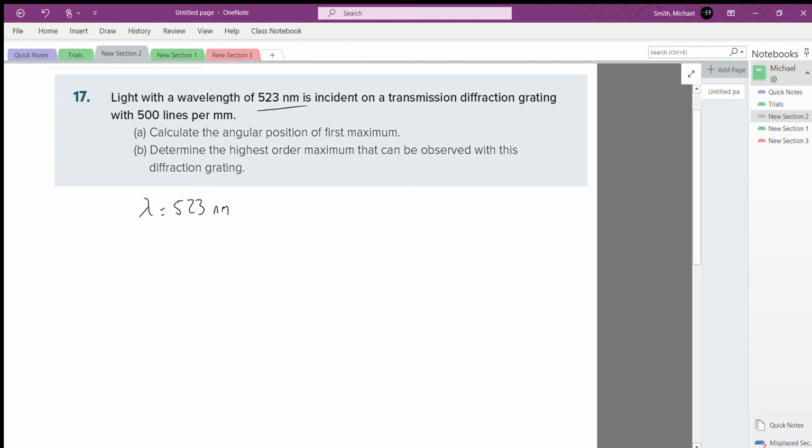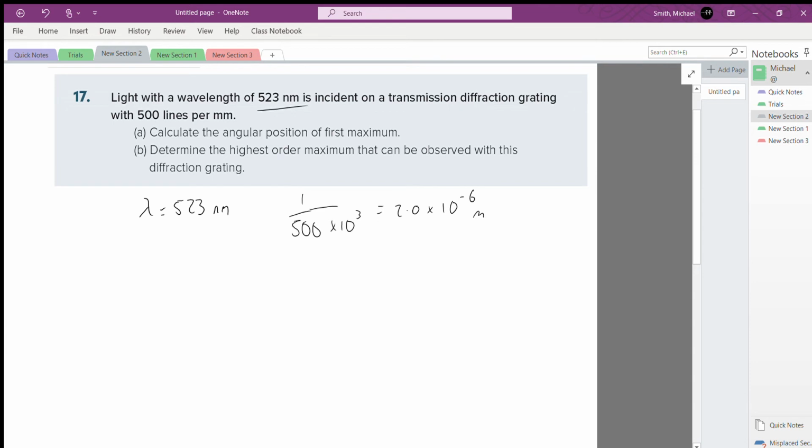So if there's 500 per millimeter, then we need to work out the distance between those, so that'll be 1 on 500, and since that's how many per millimeter, we need to add a scale factor of 10 to the 3 to make it per meter, and if we substitute that into our calculator, we get 2.0 times 10 to the minus 6 meters.